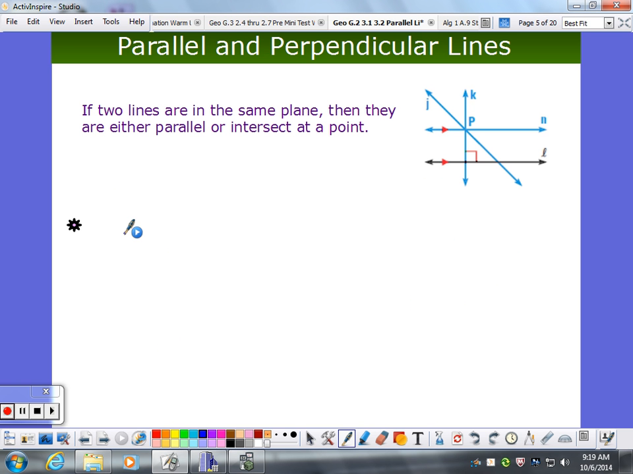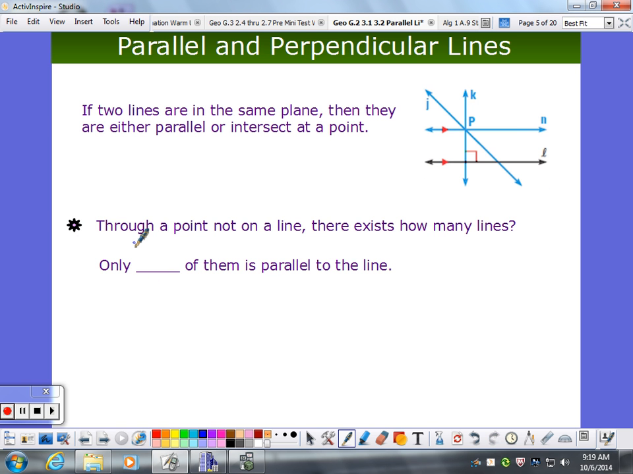Let's see. If two lines are in the same plane, then they are either parallel or intersect at a point. So is that true? If two lines are in the same plane, then they're either parallel or they intersect. That's on the same piece of paper. Through a point not on a line. Okay, so you've got a point, and it's not on a line.